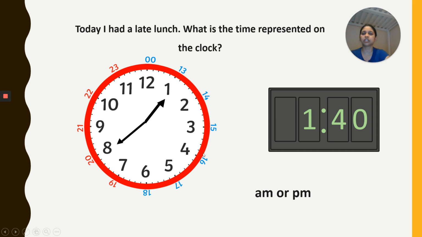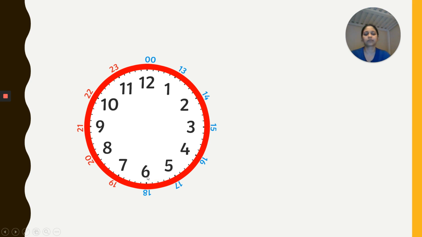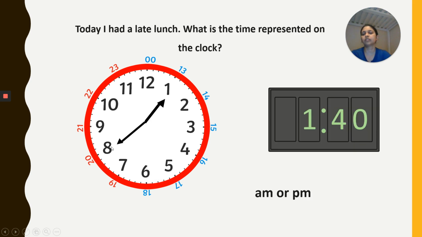And the time over here is, if you count up, so your hour hand, we know that it is 1, so 1 hour. And how do we count our minutes? If you count on from 1, it goes 5, 10, 15, 20, 25, 30, 35, 40. 40 minutes on the minute hand, which is on the 8, so it is 1:40 p.m.